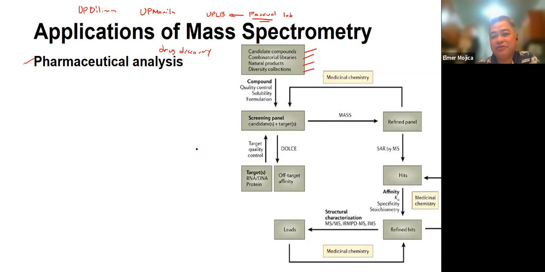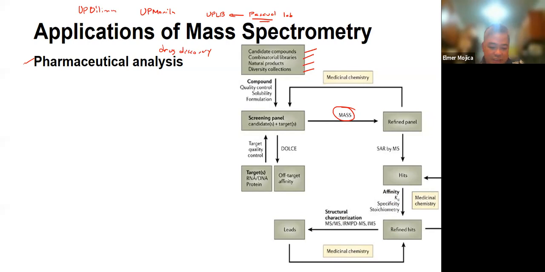So what they're trying to do there is optimize the planting conditions for optimal growth of the medicinal plants or botanical plants. Okay. So the way they do it is they look at the compound, quality control, solubility, formulation. Okay, so they screen it. So they use mass, and they can screen it maybe versus RNA or DNA or protein. Okay, and then refine the funnel. So try to isolate them by mass, and then try to test activity in them, okay? And then they will try to characterize what it is, okay?